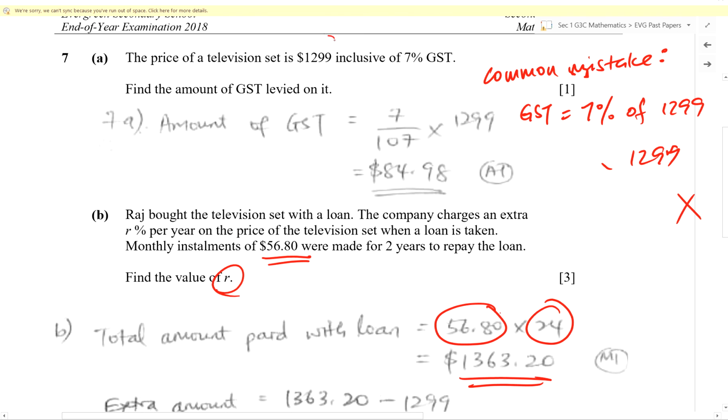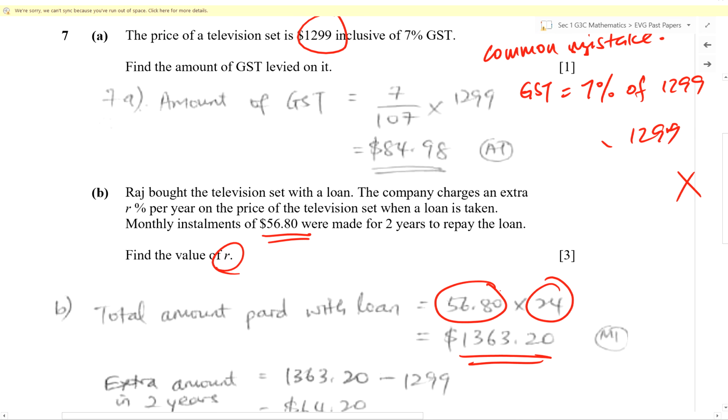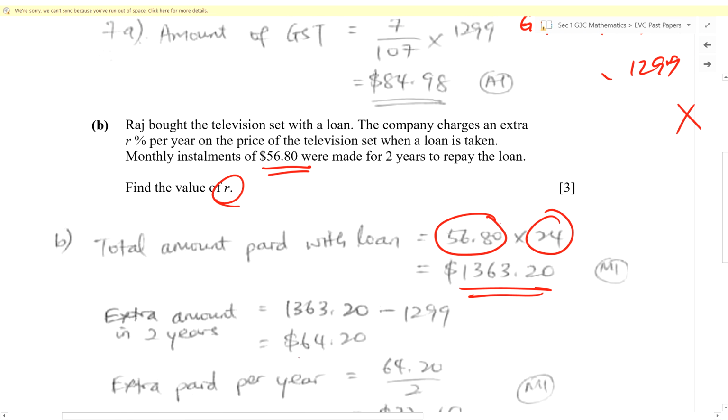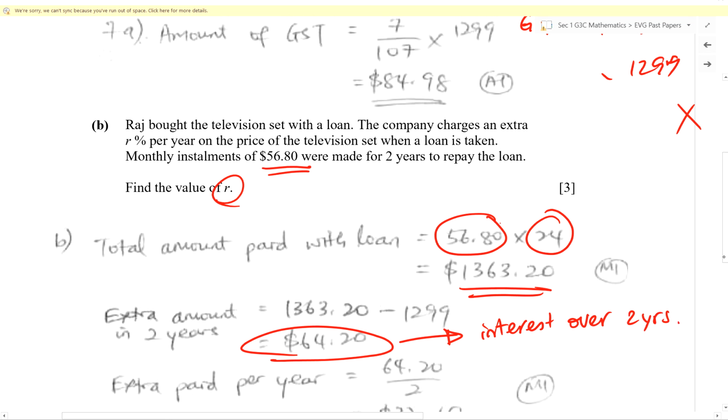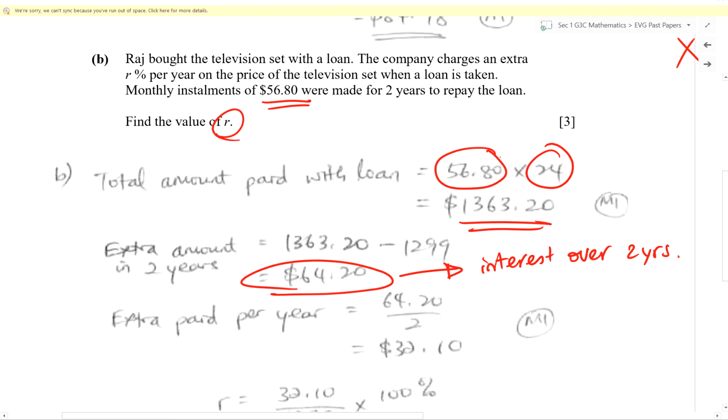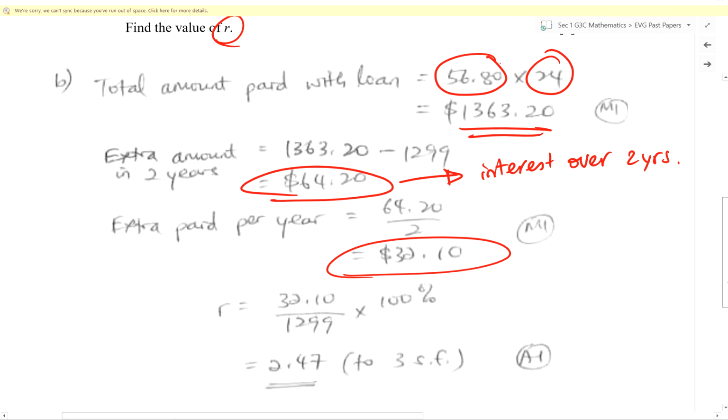Compare that with the original price of 1299. He paid more. How much more? He paid an extra $64.20 more. This is known as the interest over 2 years. Okay, so the interest per year will be 64 divided by 2. You get $32.10. So this is the interest per year. Why is he paying this amount of extra money? Because he did not have the full amount of 1299 at the start. That's why he's charged this interest.